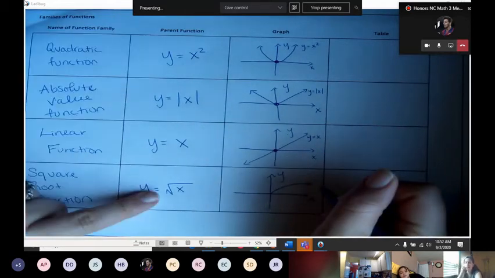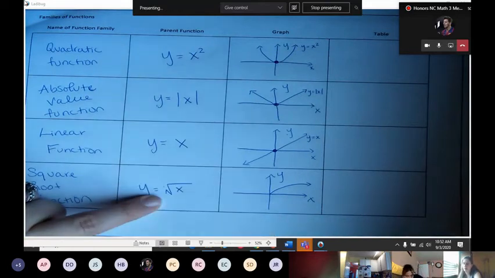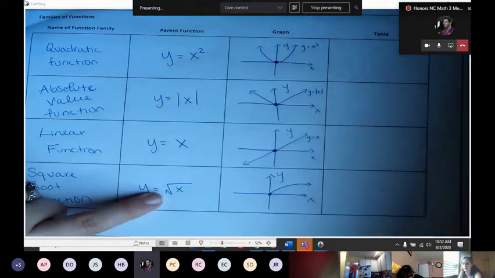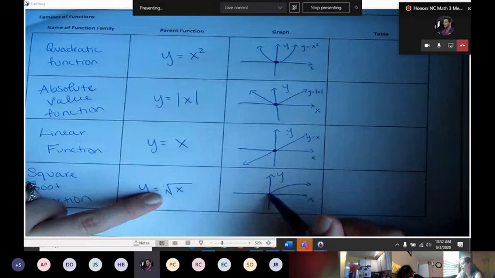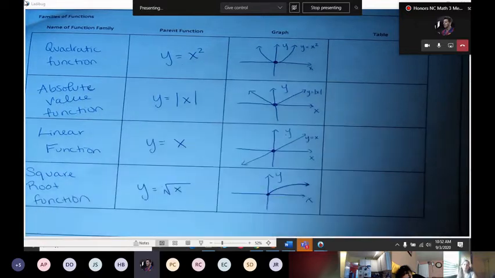Now, if we were doing this all the way, we would maybe have plus or minus the square root. But since we chose only plus, we only have half of that parabola present, okay? So we're going to have half of a parabola on its side coming up from the origin for our square root function.